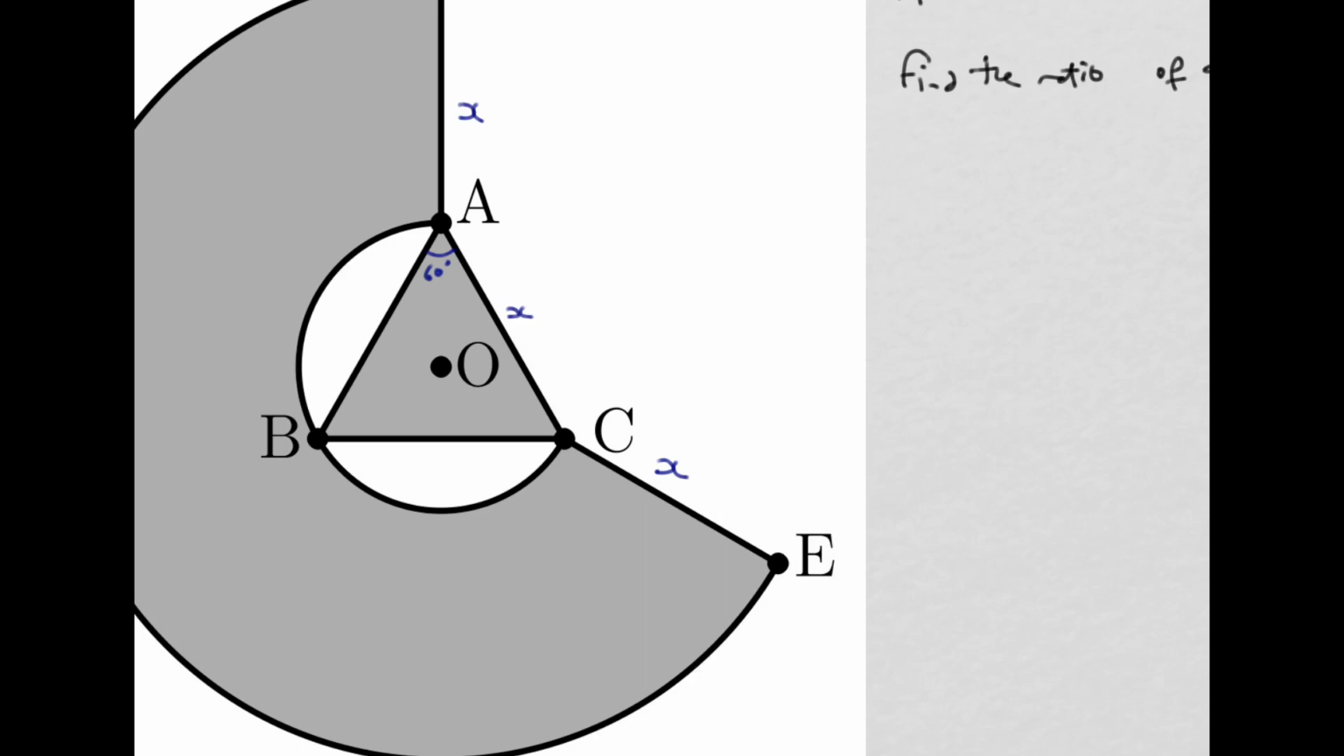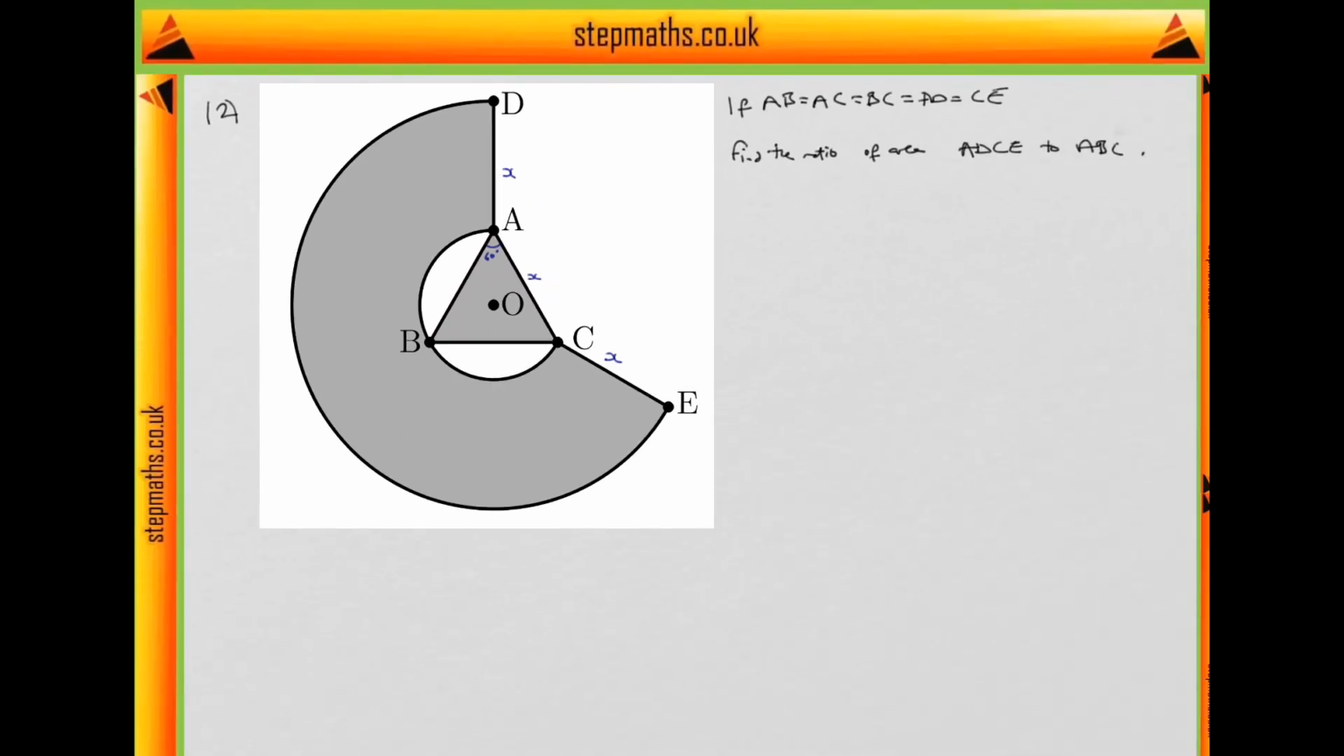Okay, well now we can find the area of our triangle ABC. We know the formula for the area of a triangle is half AB sine C, A and B being adjacent sides and C being the angle between them. So plugging that in, we get the area of ABC is half times x times x, times sine of C. C is 60 degrees, sine of 60 degrees is root 3 over 2. So that gives us root 3 x squared over 4.